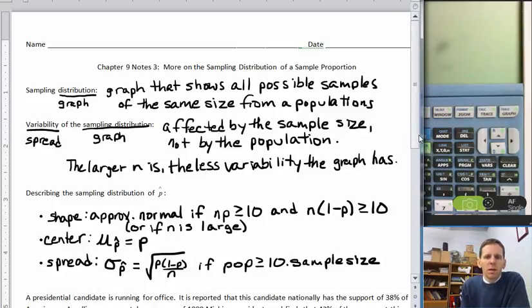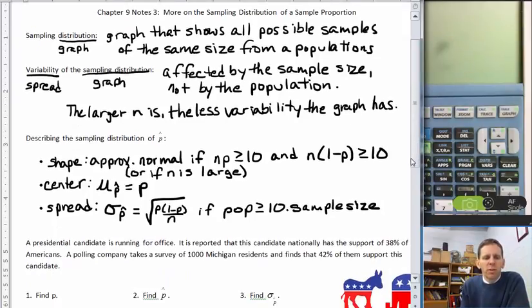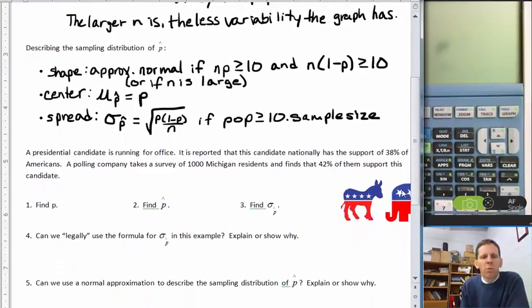We have some questions at the bottom of the page dealing with a presidential candidate who's running for office. It's reported that the candidate nationally has the support of 38% of Americans. A polling company takes a survey of 1,000 Michigan residents and finds that 42% of them support this candidate. Find p in number 1 and p hat in number 2, so let's talk about the difference. The p that we're working with in problem 1 is an example of a parameter. This is the population proportion, whereas p hat is a statistic, which is dealing with the proportion of our sample.